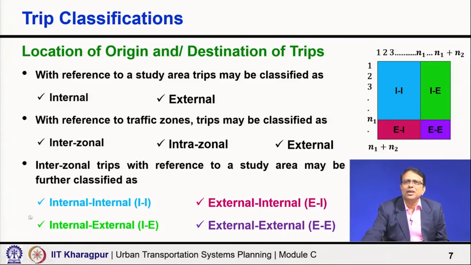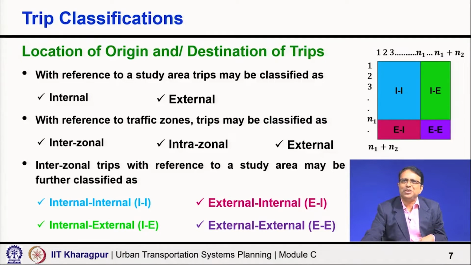Similarly, it may happen that trips are produced in one of these N2 external zones, but attracted to this study area. That means attracted to any one of the zones within the N1 zones, shown here as EI. This is the segment produced externally, external to the study area, but attracted internally.